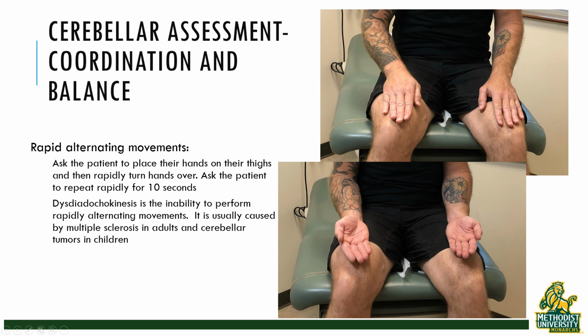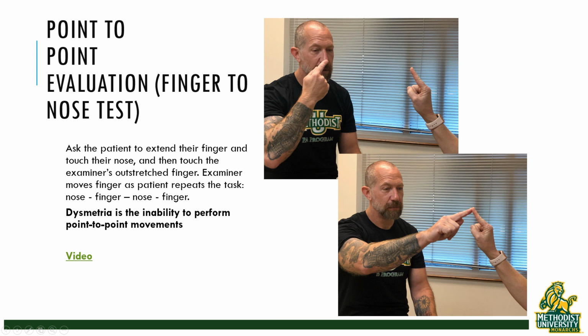We will often do a test called point to point, or finger to nose, and there's a video of my favorite neurologist doing this, having the patient extend their finger, touch their nose, touch your finger, and then move your finger around. The inability to do that is called dysmetria.